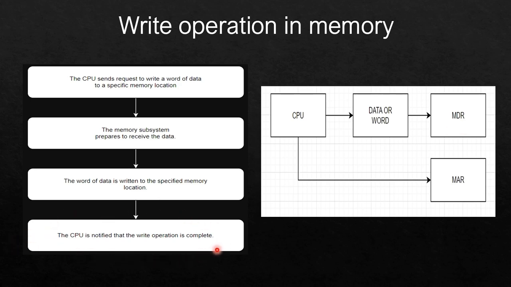Once the word of data has been successfully written to memory, the memory subsystem signals the CPU that the write operation is complete. The CPU can then continue executing the program or read the data back from the memory if needed.